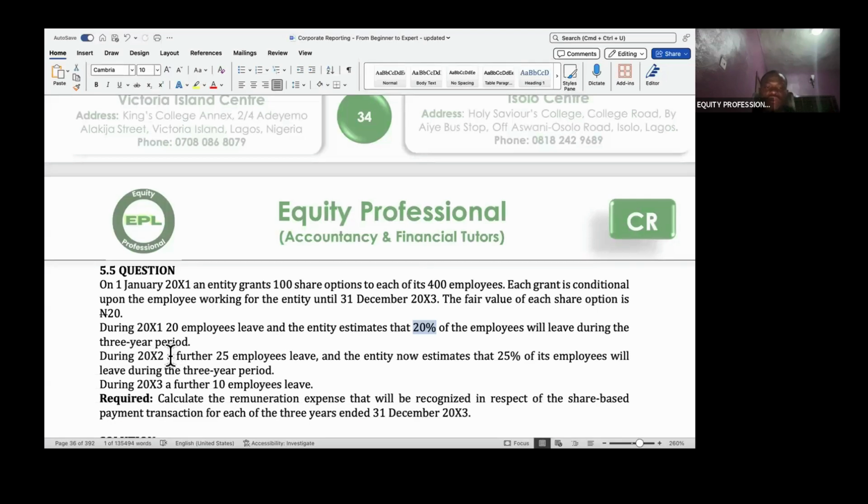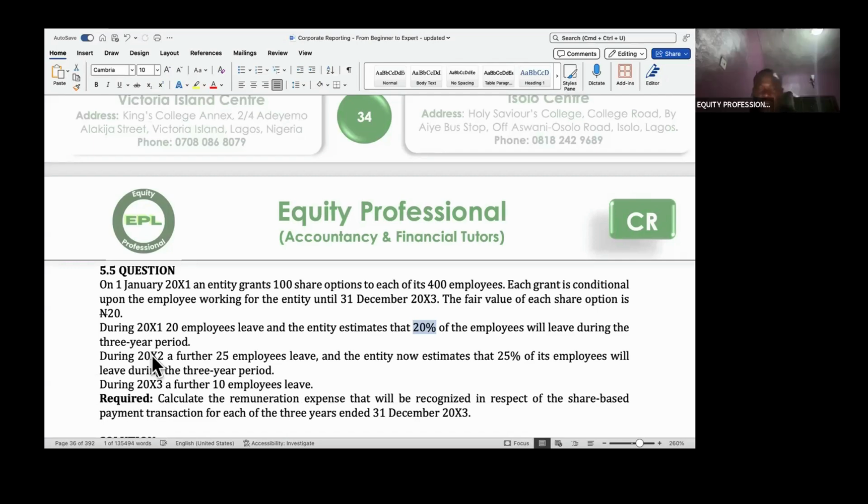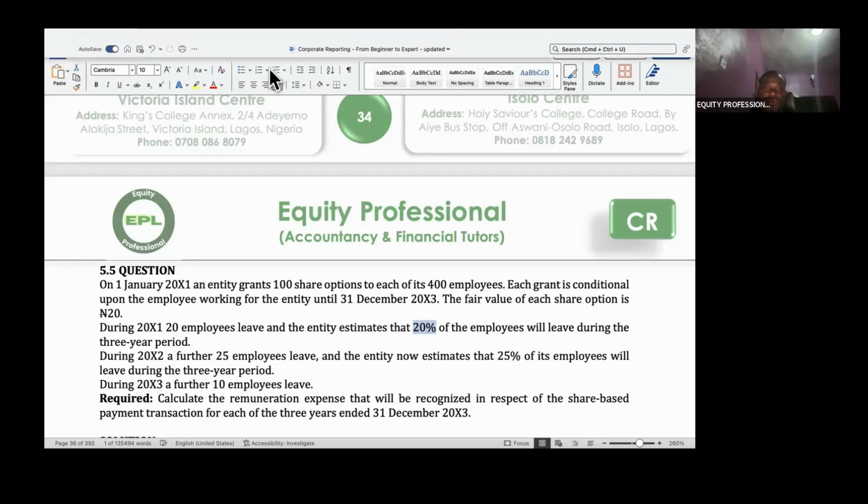They said during 2002, a further 25 employees leave, and the entity now estimates that 25% of its employees will leave during the 3-year period. So how many employees will vest in 2002? I'm asking you. Anybody? Is it 300? That's correct. 300. Yeah, correct. 300 is the answer.